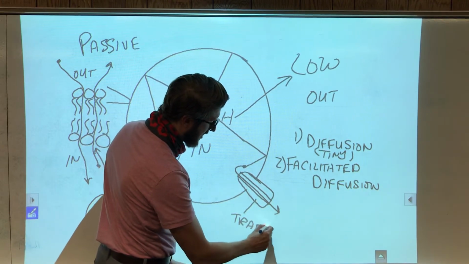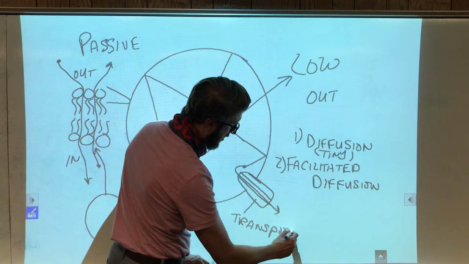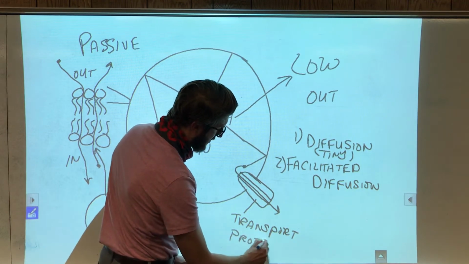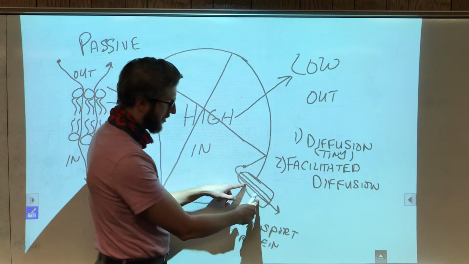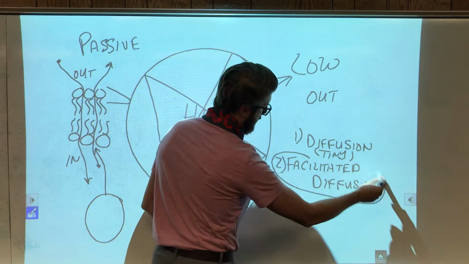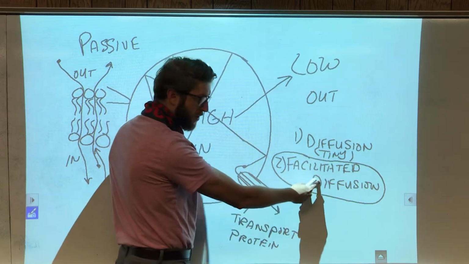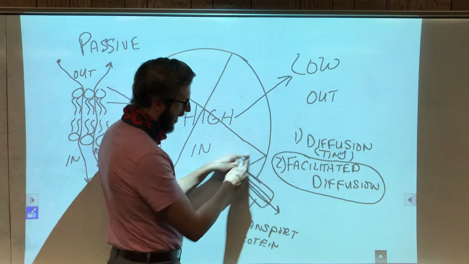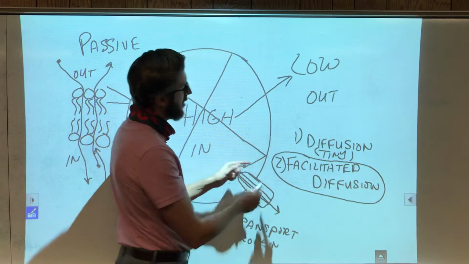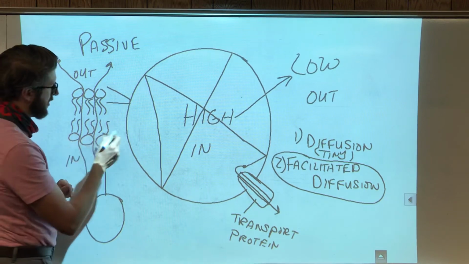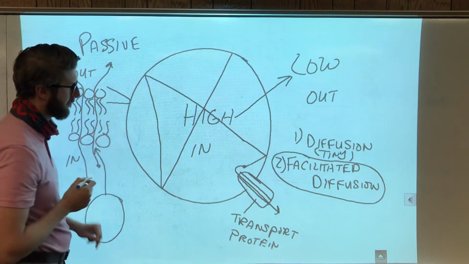And it's still diffusion, but because it's diffusion that needs some assistance from the transport protein, we call it facilitated diffusion. It's still diffusion, it's just diffusion through a transport protein. Why is it going through the transport protein? Because it's too big to just squeeze between the individual lipids that make up the cell membrane.